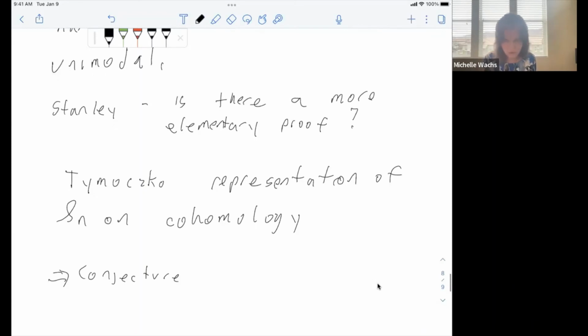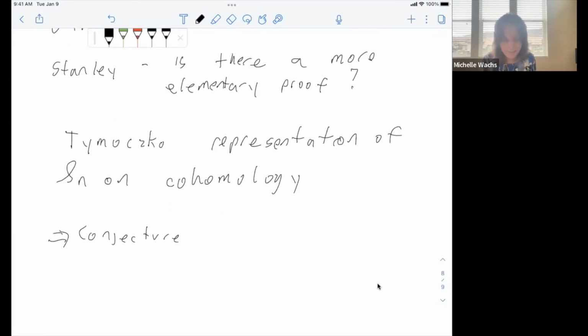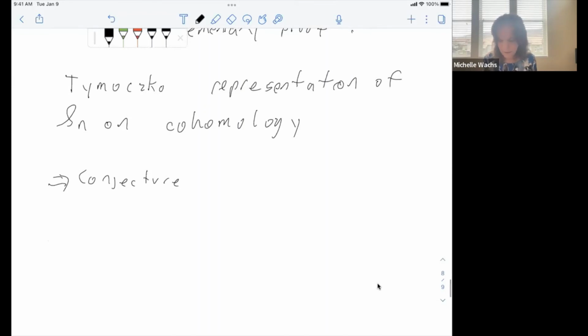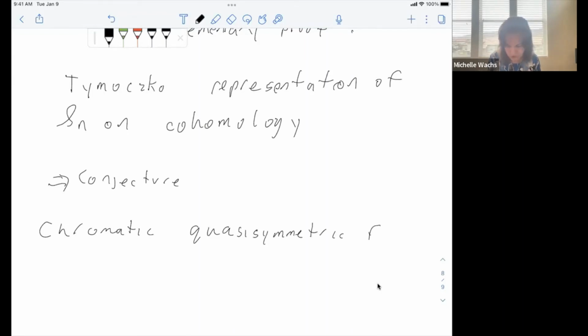Okay, so that's where the specialization brought us. I hope I didn't rush too much through that. In the time I have left, I want to talk about the chromatic quasisymmetric functions for digraphs, unless there are questions about this, because I'm switching now.